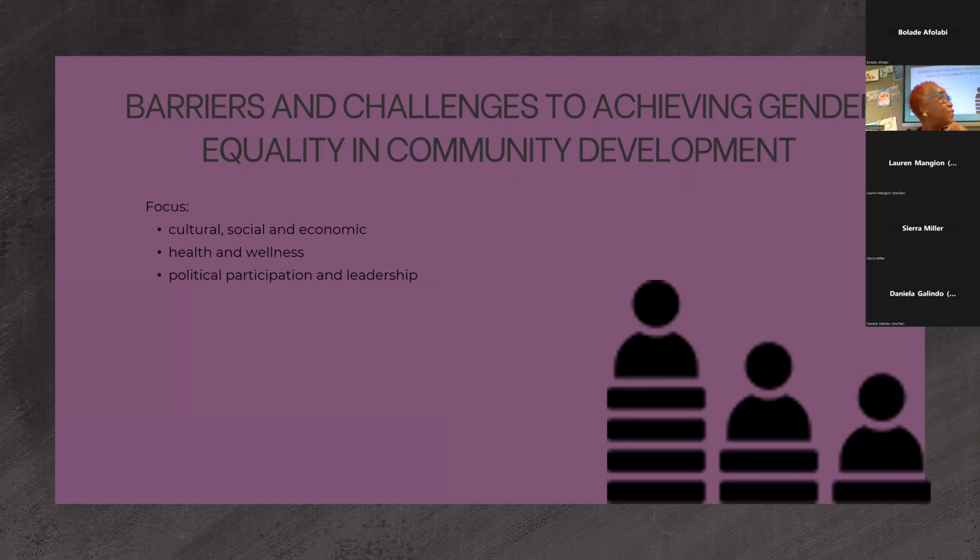All right, so some of the barriers and challenges to achieving gender equality in community development. When we look at gender equality or gender equity in community development, there are cultural, social, and economic aspects of it. With this, we have deeply ingrained stereotypes, and I mentioned that earlier, and biases that perpetuate inequality. So we can look at women's limited access to resources. We can look at other marginalized genders' access to specific resources that meet their needs. We look at different economic opportunities that exist.